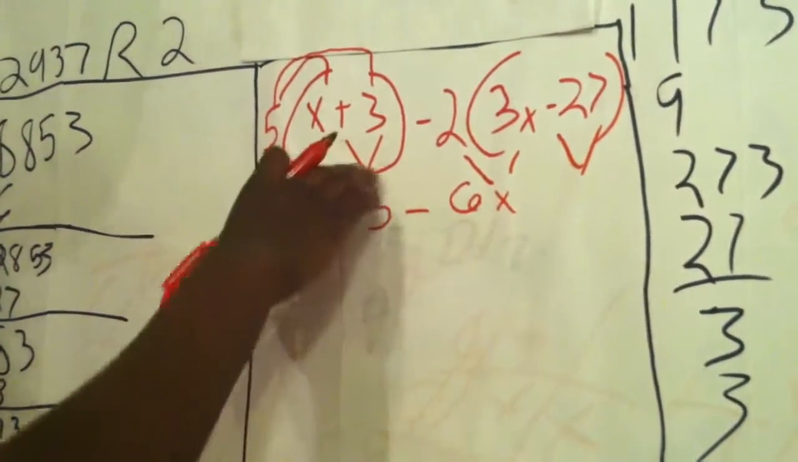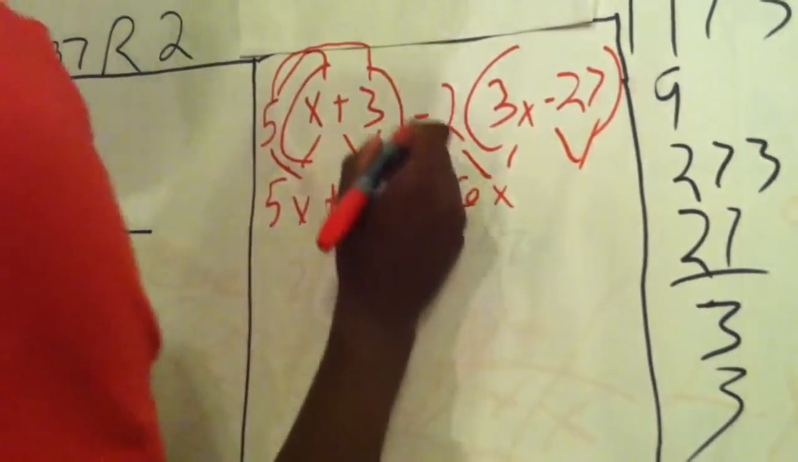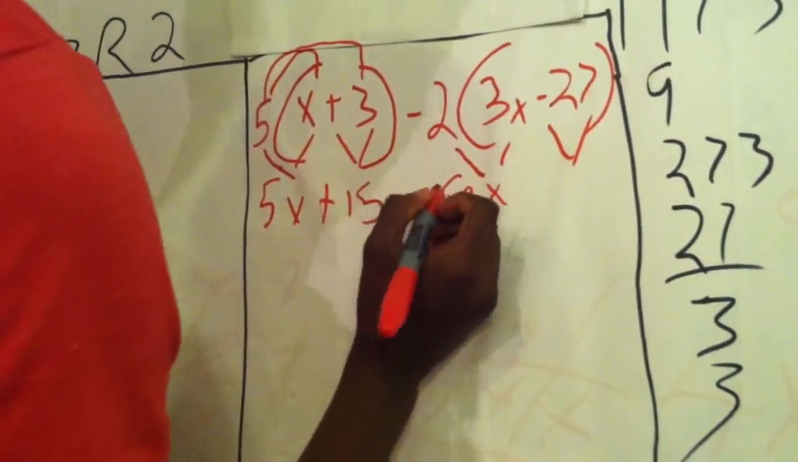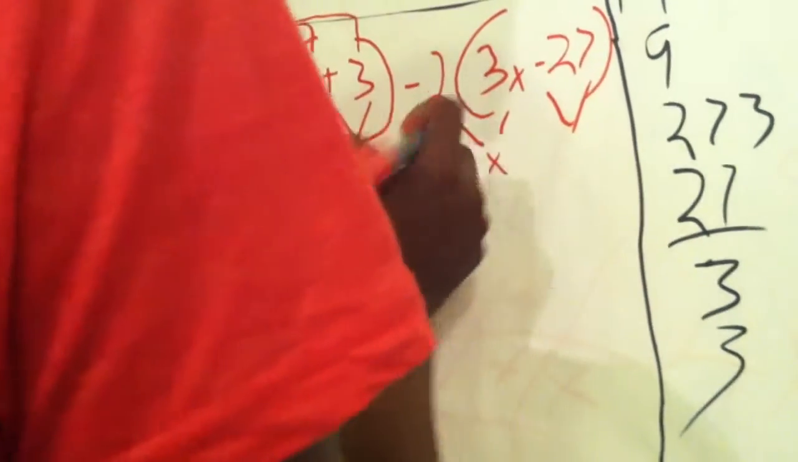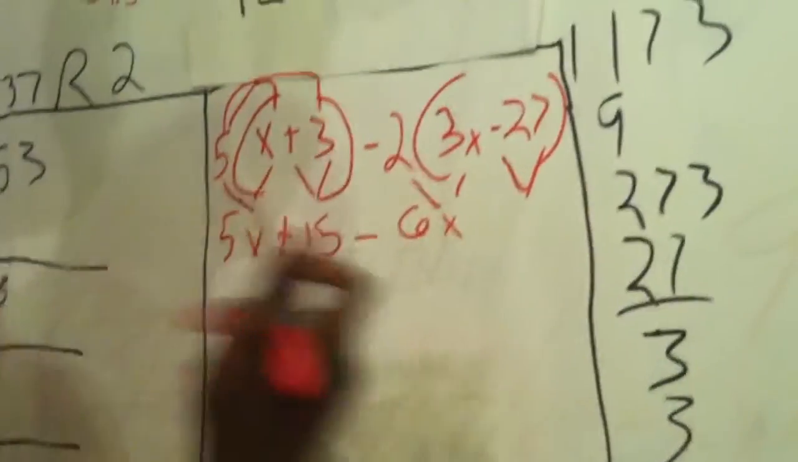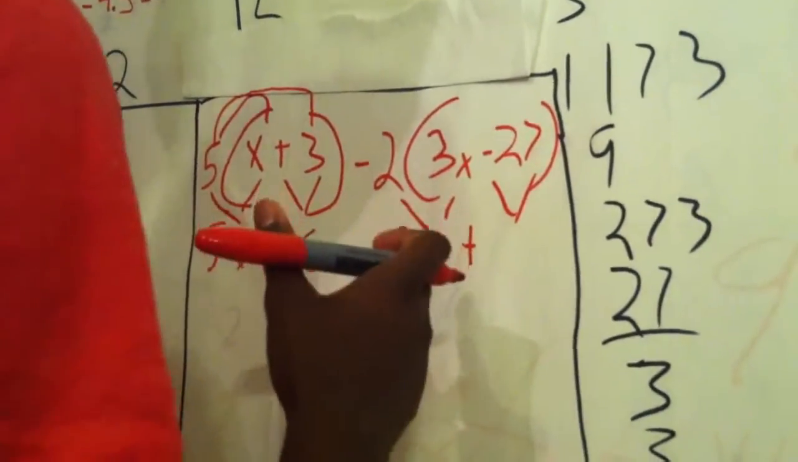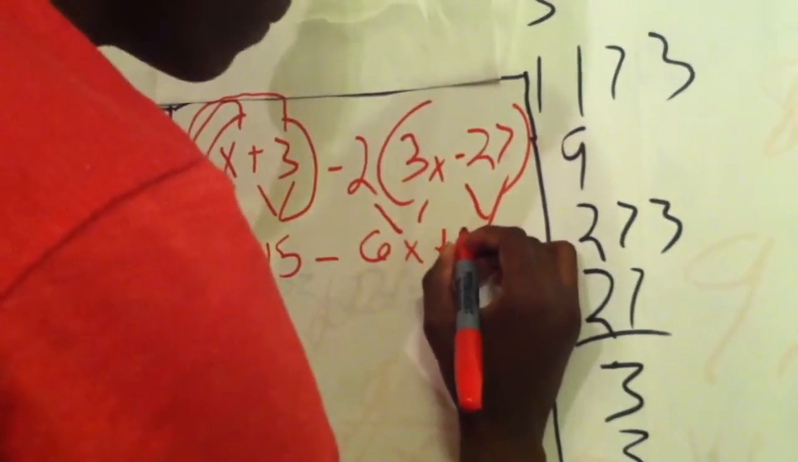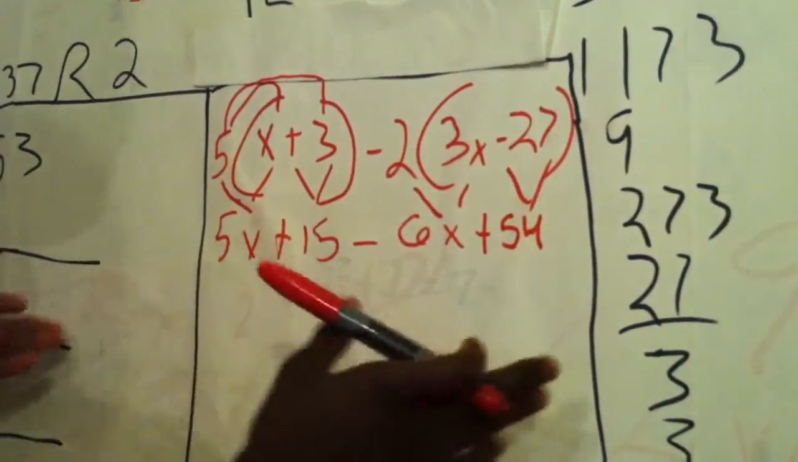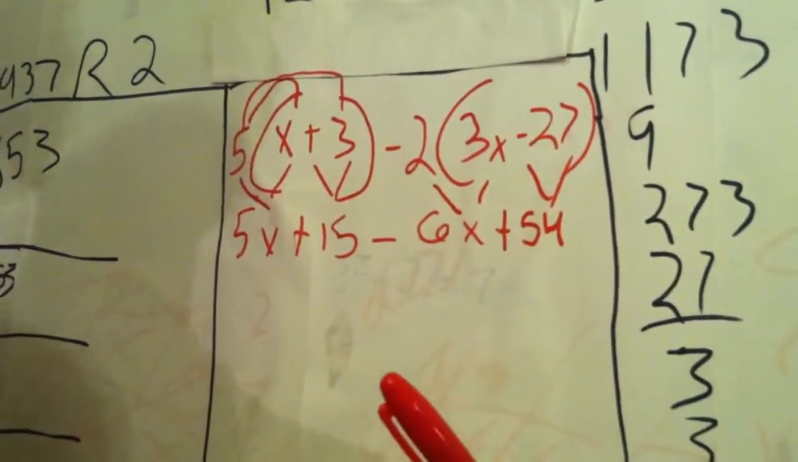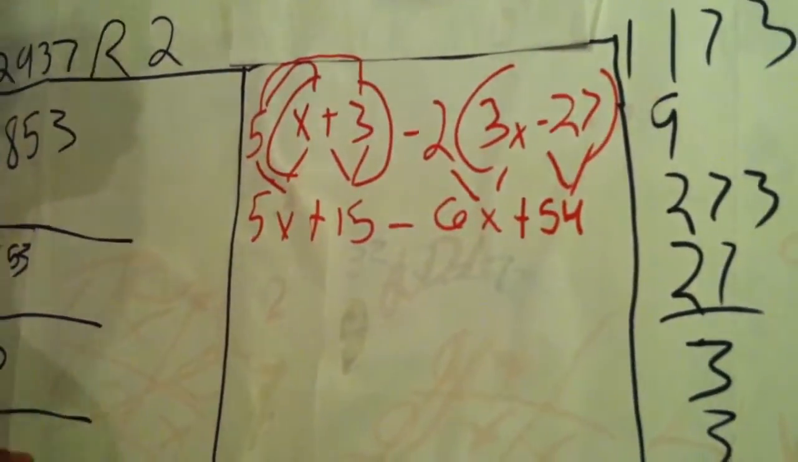See these two numbers make that like that. Negative 2 multiplied by 3x gives you a negative 6x. Negative times a negative always equals a positive, so it'd be plus 54. So there you have it. That's how to get the variables out of their parentheses.